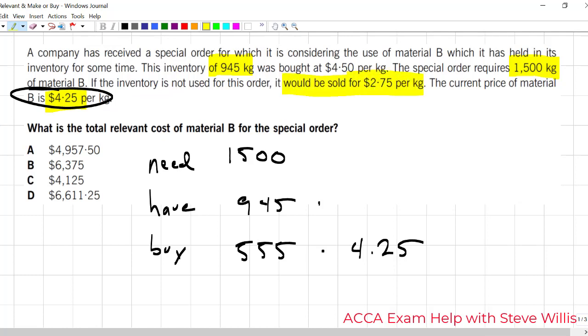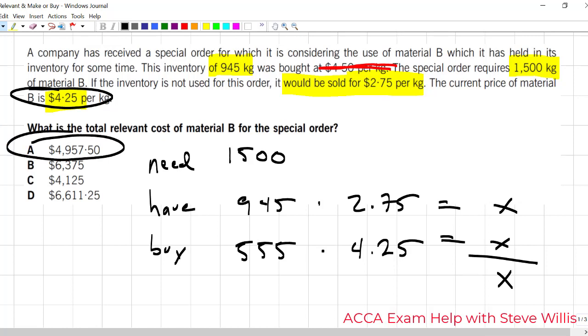So if it's not in regular use, then the relevant cost is the opportunity cost. That would be $2.75. The original purchase price, not important to us, right? That's a cash flow in the past, not relevant to my future decision. Yes, the financial accountants will like that for inventory valuation, but for my short-term decision, not relevant. Guys, you multiply across, do the math, and you will arrive at answer A. 4957.5.